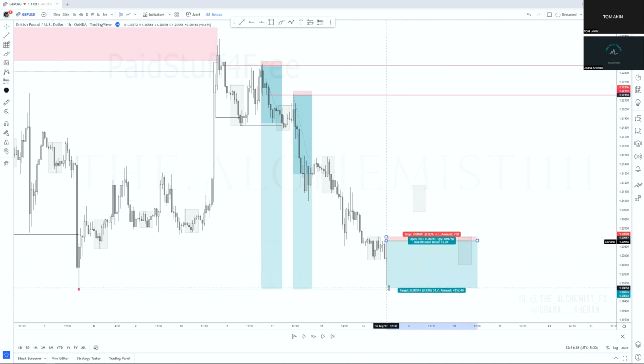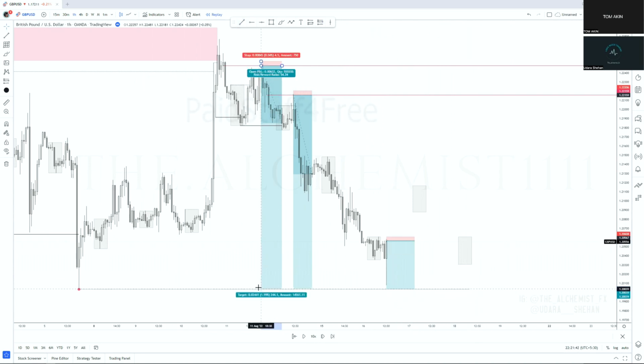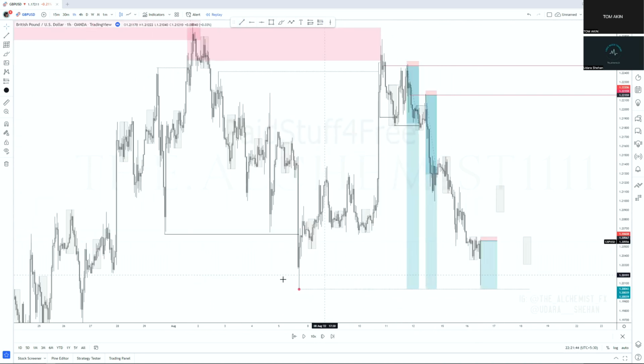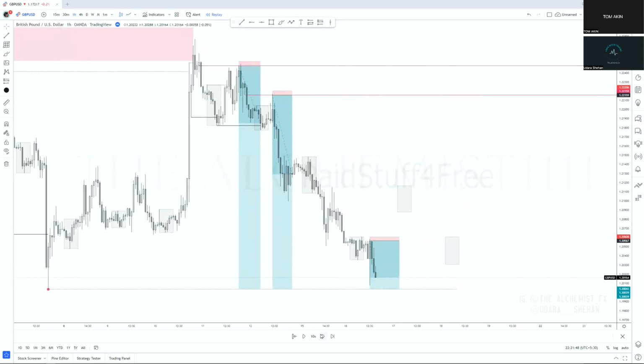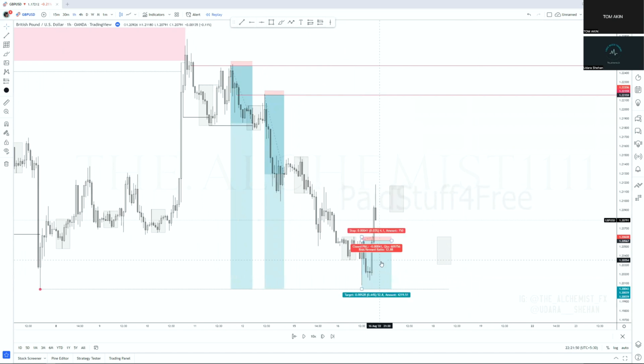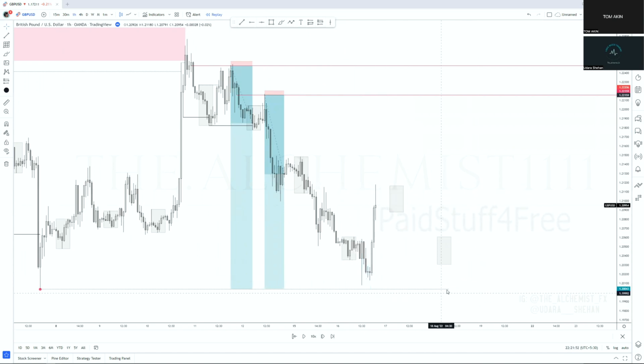This is what I was expecting this day. Okay, why? Because it was so close to the external range liquidity, and I wasn't expecting anything to come from here. I wasn't expecting a buy from here, but it happened. For some reason, it started going up, break even. Okay, no problem.